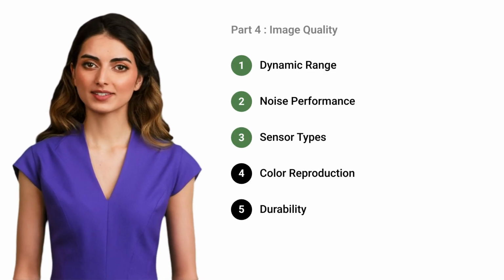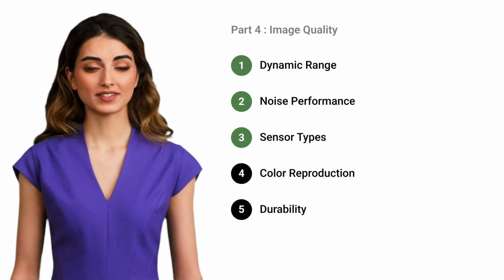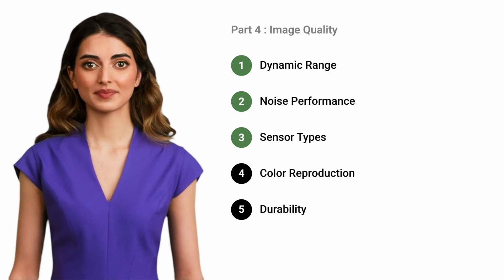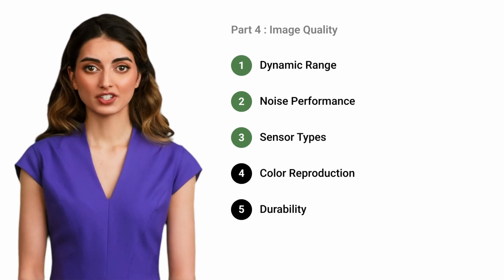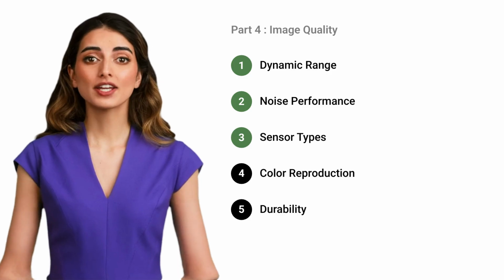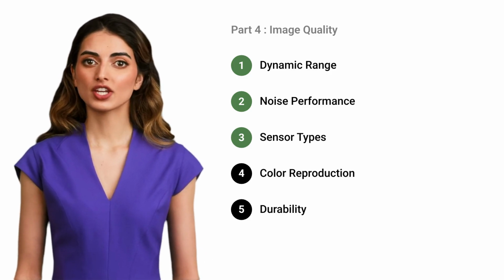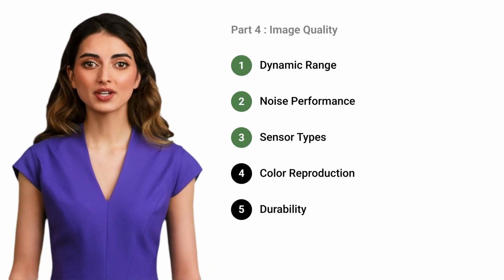We have now completed our discussion on sensor types and understood the differences between color and monochrome sensors. Let us now move to color reproduction. In this section, we will explore how cameras maintain accurate and consistent colors under sunlight, shadows, artificial lighting, and changing illumination conditions.